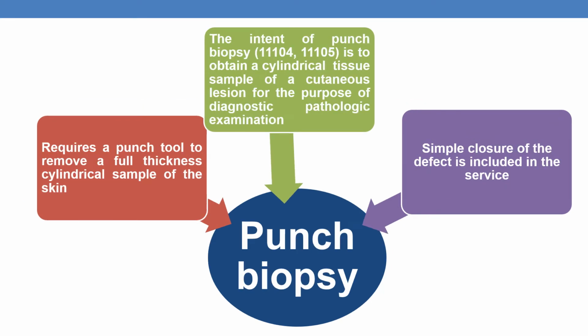Now coming to next biopsy, that is punch biopsy. The punch biopsy requires a punch tool to remove a full thickness cylindrical sample of the skin. The intent of punch biopsy, which comes under the code range 11104 and 11105, is to obtain a cylindrical tissue sample of a cutaneous lesion.